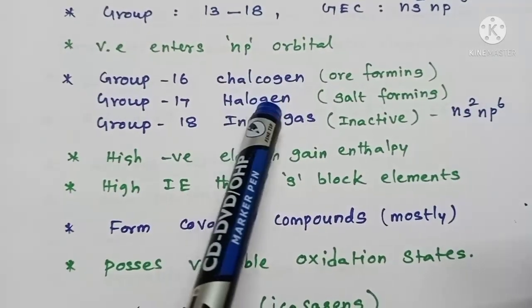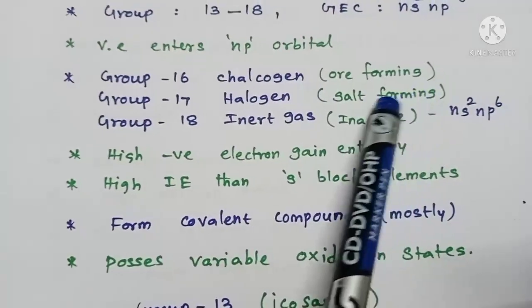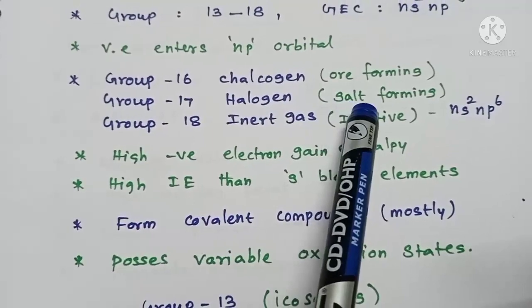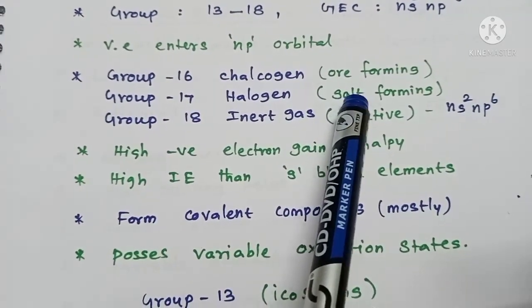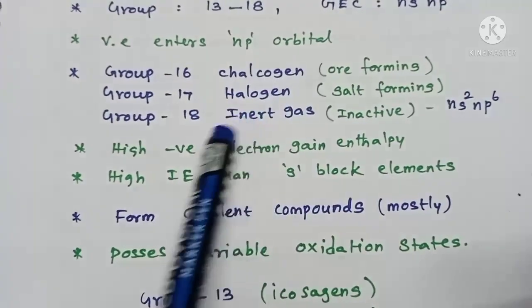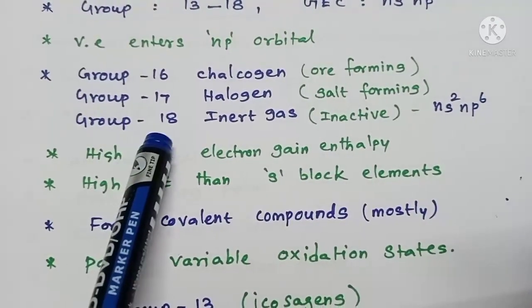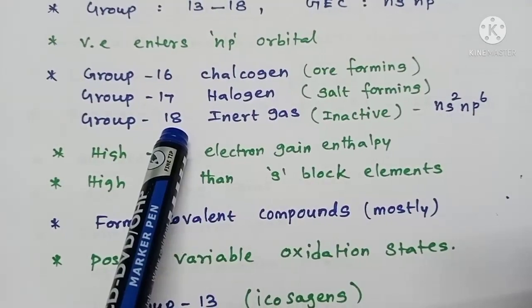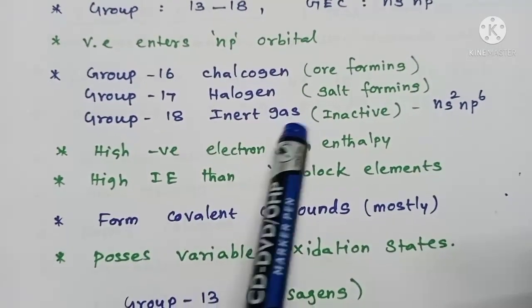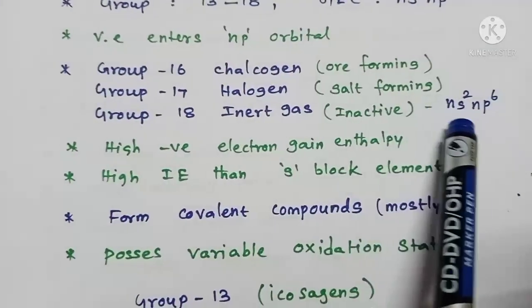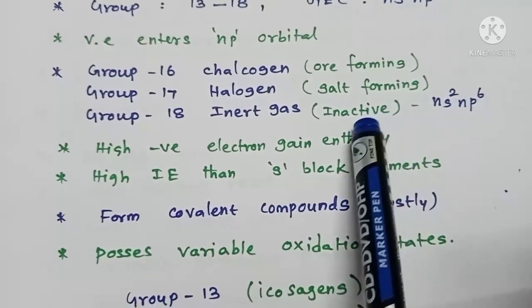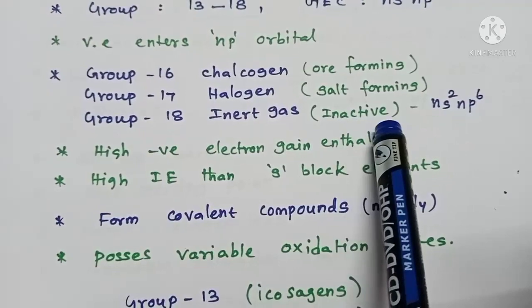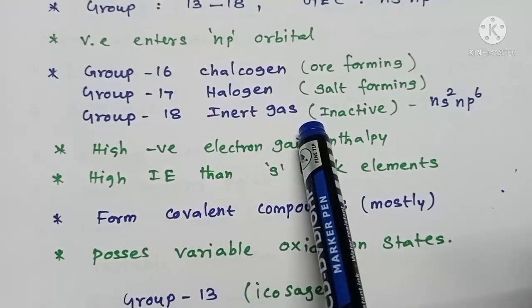Group number 17 is called halogen. Halogen means salt forming, salt producer. Chlorine, bromine, iodine are nothing but halogens, isn't it? They take part in salt formation, so they are called halogens. The last group of p block is group number 18, inert gases. They are inactive. They have ns2 np6 electronic configuration. They have fully filled octet configuration, so they do not readily react with other elements. That is the reason why they are called inert gases.